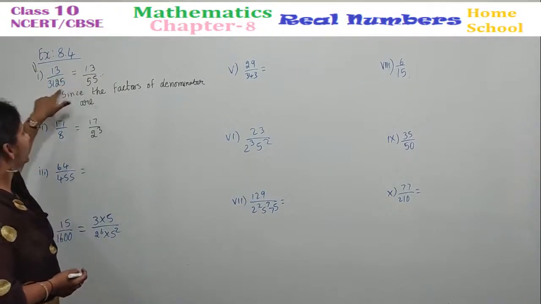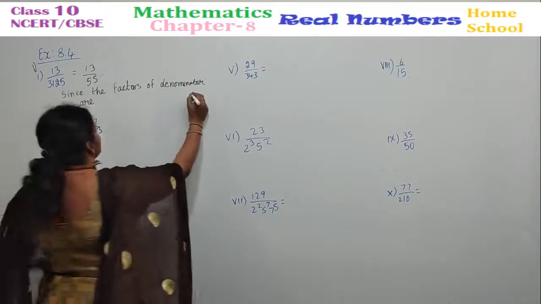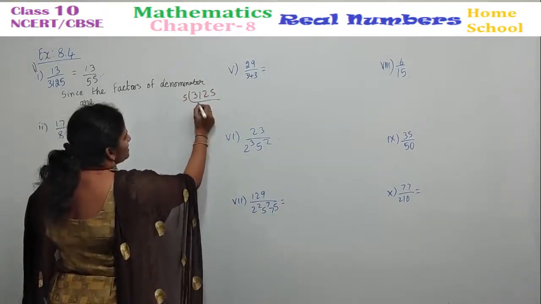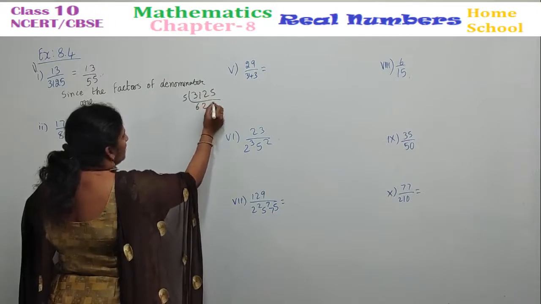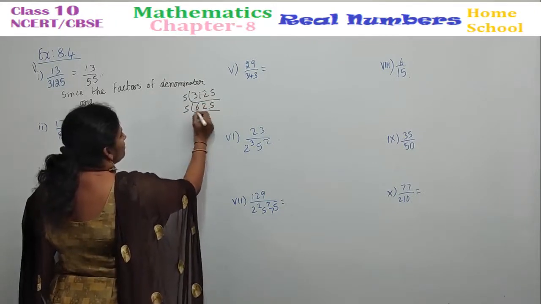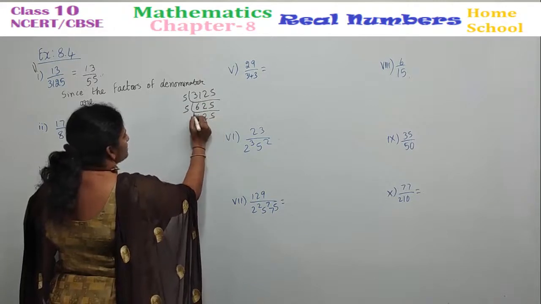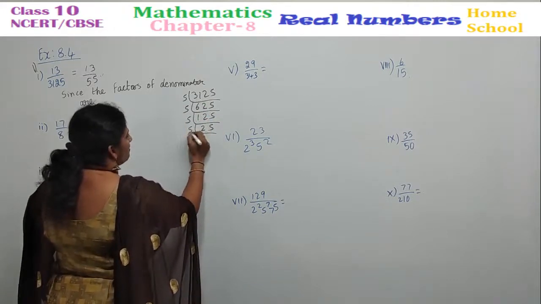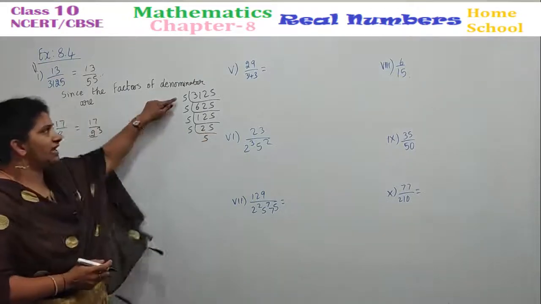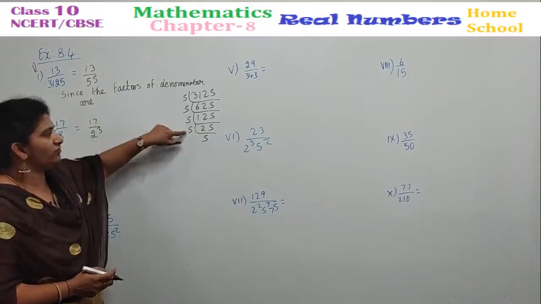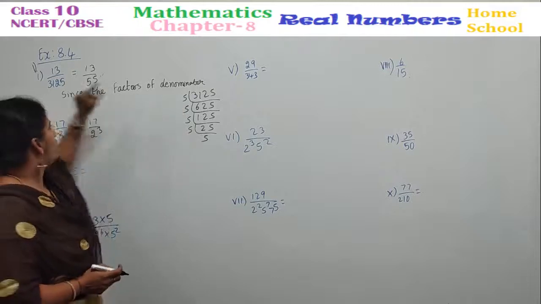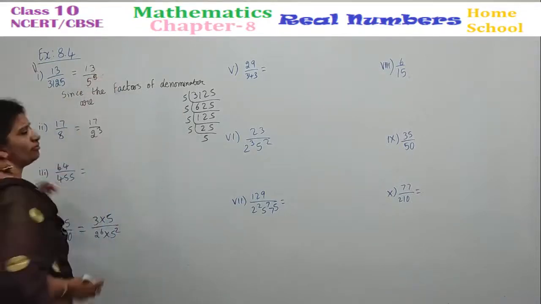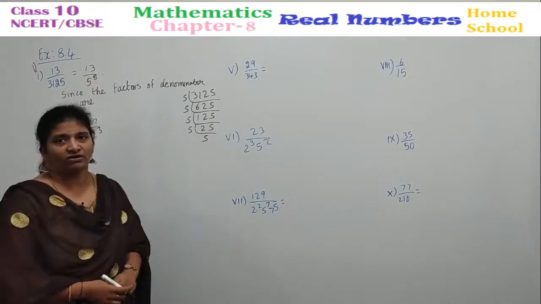How can we write the denominator, children? We know the LCM, right? 3, 1, 2, 5. Do LCM. 5 sixes are 30, 5 twos are 10, 5 fives are 25. 5 ones, 5 twos, 5 fives. Again, 5 twos, 5 fives. 5 fives. So, finally I can write it as 5 into 5 into 5 into 5 into 5, that is 5 power 5. So, I have written this denominator in the form of 5 power 5.